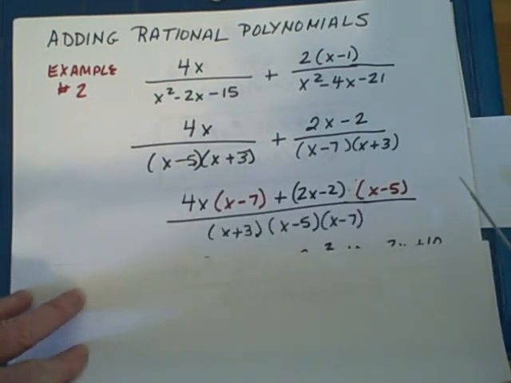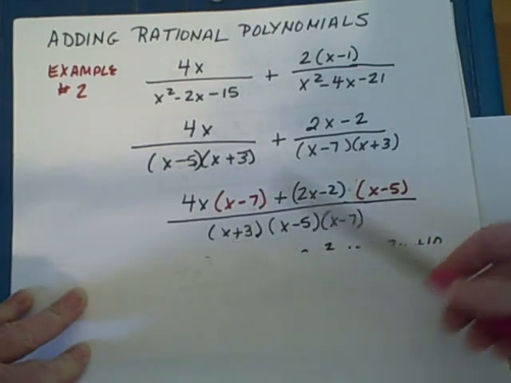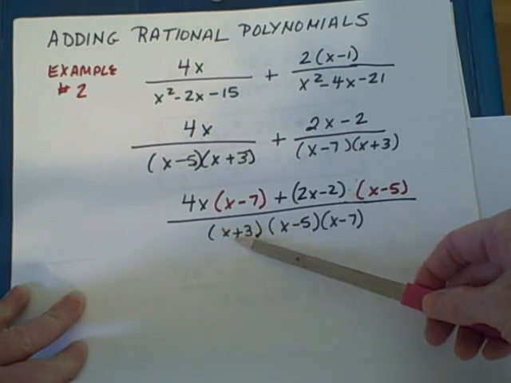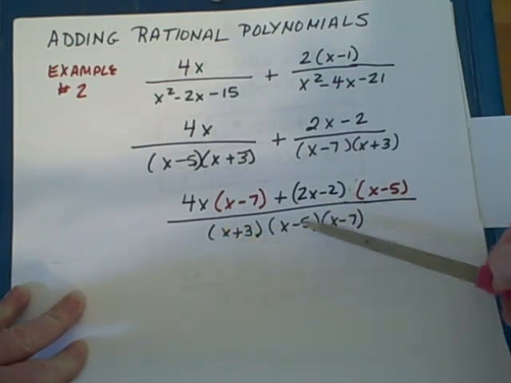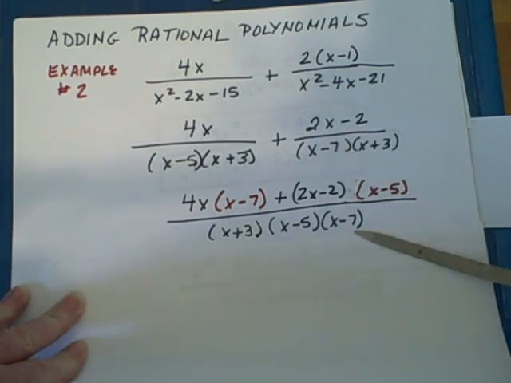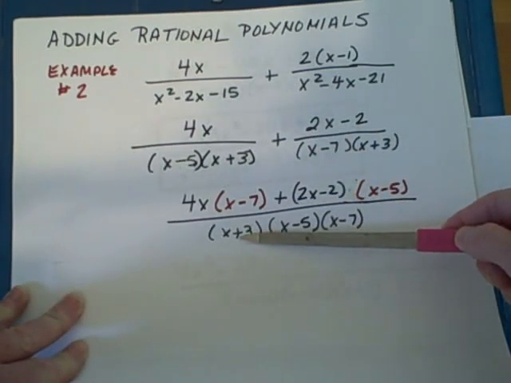So notice what we have here. We first bring down what we have in common. We have an x plus 3 and an x plus 3. So we bring that down first. Then we say, what else are we missing? Well, this one needs an x minus 5 and this one has an x minus 7. So do I have everything that is in these? Yep. So here's my x plus 3.